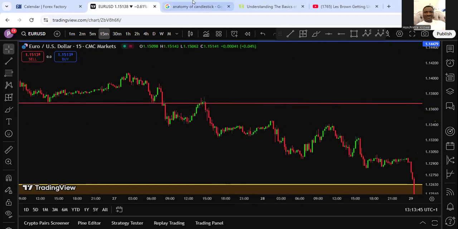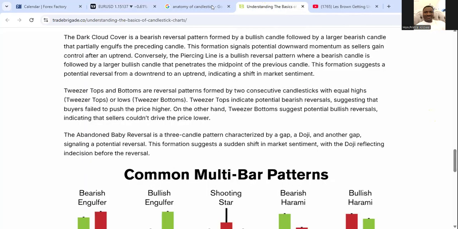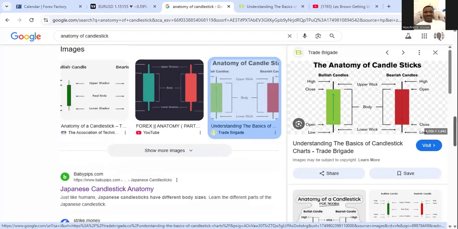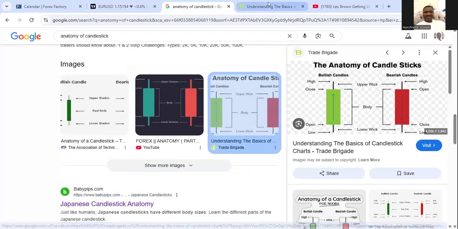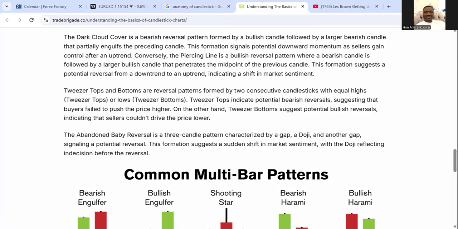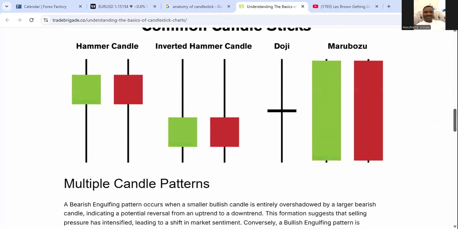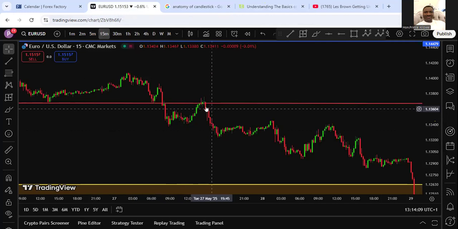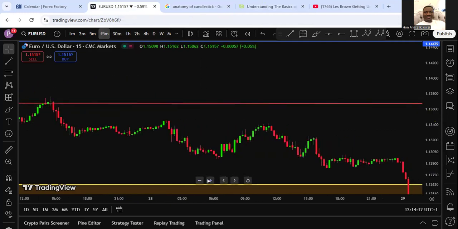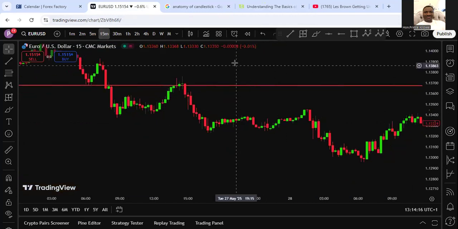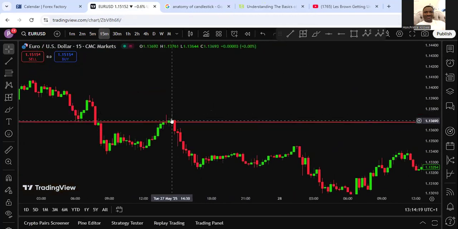Look at this particular candlestick here. There's the one particular candlestick I was looking for. Yeah, this one, doji. Let me show you the doji here. This one looks like a doji. Let me zoom it out. You see the doji happen. This one is a doji.